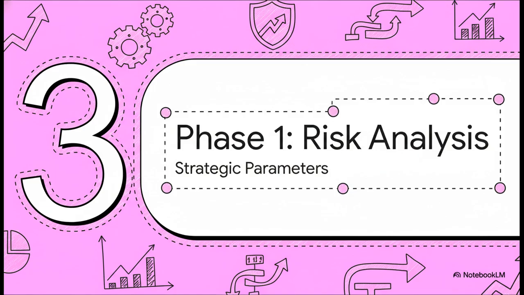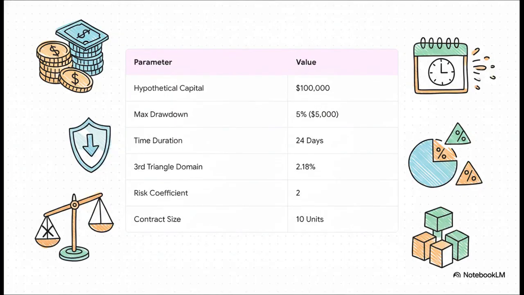Speaking of risk management, how does that fit in? Well, this next part is all about the predefined parameters. These are the specific numbers used to manage this entire documented plan. This table right here shows us the exact inputs for the risk plan. It's all based on a hypothetical capital of $100,000, with a maximum allowed drawdown of 5%. Then the system brings in its own unique parameters: a trapezoid time duration of 24 days, a third triangle domain of 2.18%, a risk coefficient of 2, and a contract size of 10 units. These are all the ingredients for the model's calculation.